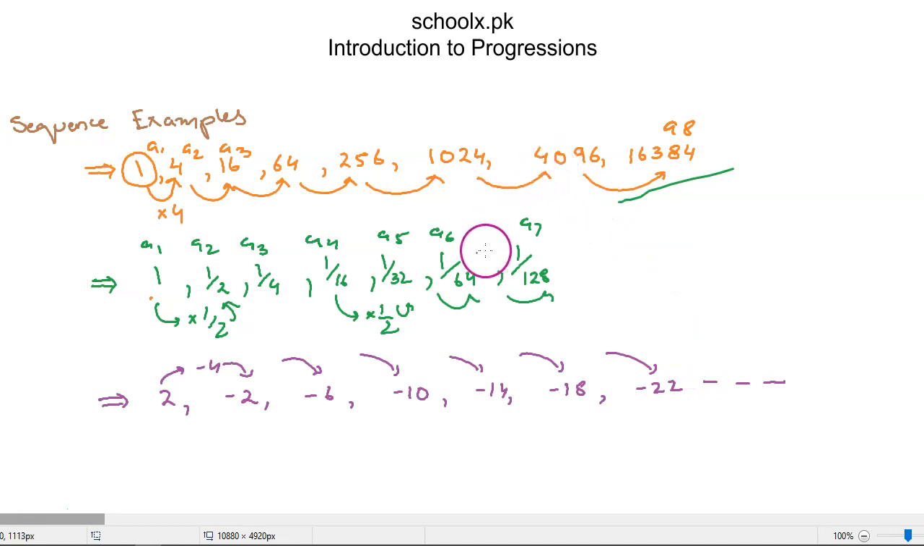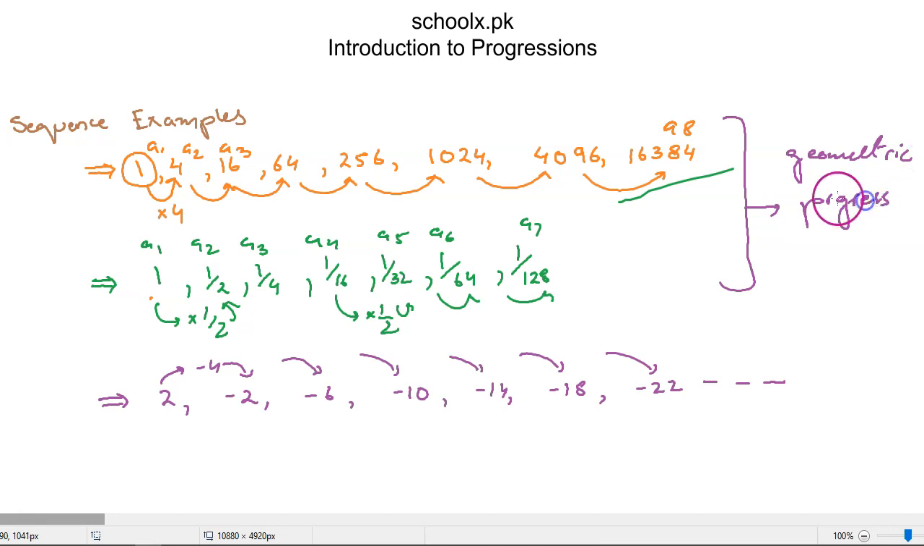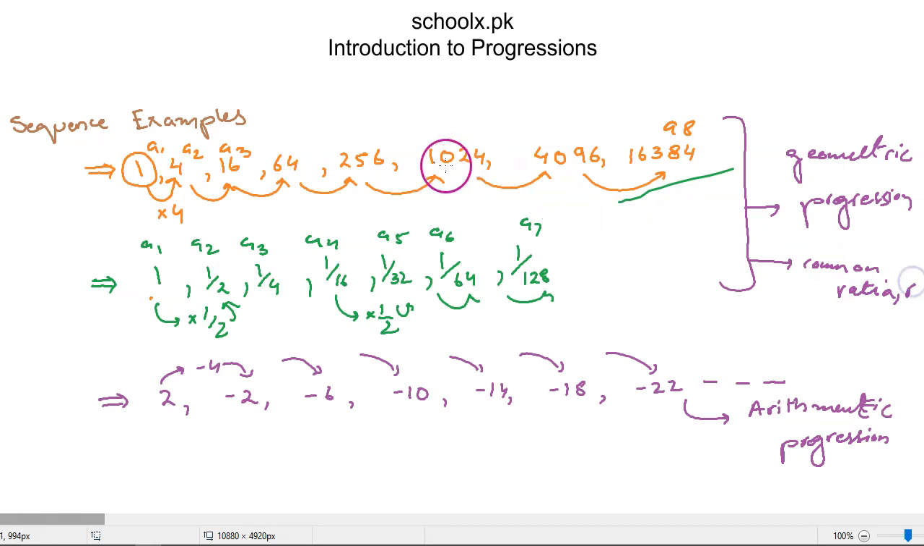Now these types of sequences in which the previous term is being multiplied by a certain number are called geometric sequences, or you can call them geometric progression, right? And this is called an arithmetic sequence or arithmetic progression. Now the geometric progression has a common ratio, right, which is called R. Here the R is 4 and here the R is 1 by 2, and the arithmetic sequence has a common difference D, in this case -4, right?